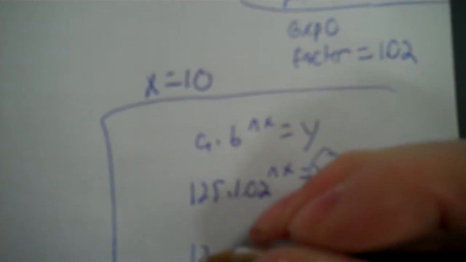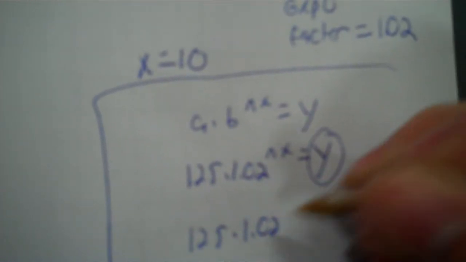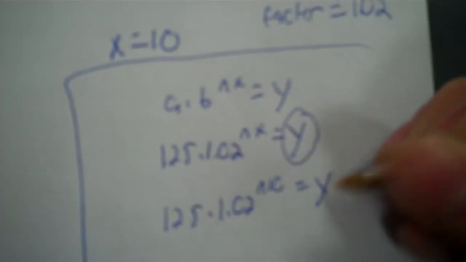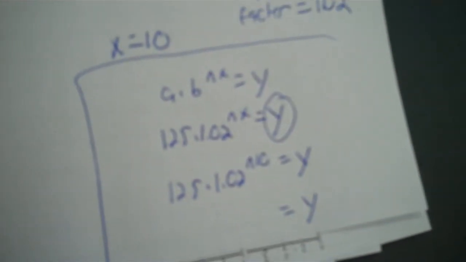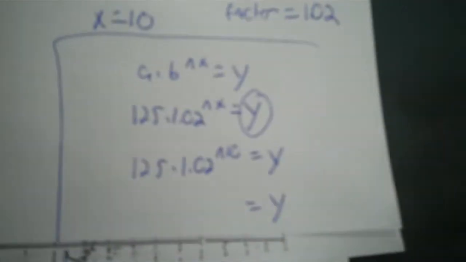So I'm solving for dollars. Dollars is Y, so I'm solving for that. So I have to replace X. X equals 10. Years is X. We have 10 years. So 125 times 1.02 to the 10th power equals Y. And Y is easy to solve for. We're going to come to problems later this unit where we have to solve for the X, the exponent, which nobody knows how to do. So, $152.37.